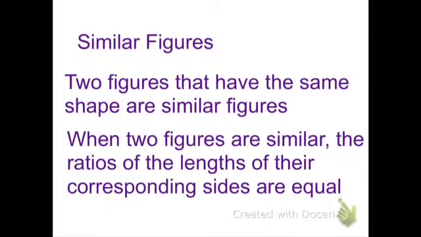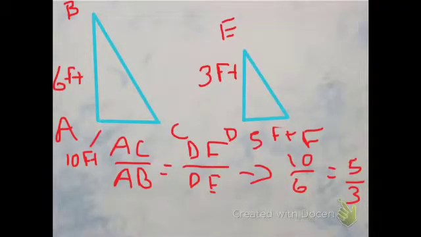Now we move on to similar figures with British. If you don't know what similar figures are, similar figures are two figures that have the same shape. When two figures are similar, the ratios of the lengths of their corresponding sides are equal. Our equation is AC over AB equals DF over DE. When you change the letters into numbers, it's 10 over 6 equal to 5 over 3. Now all you have to do is make the ratios equal, and to do that, you multiply 5 over 3 by 2. Now the ratios are equal and the triangles are similar.